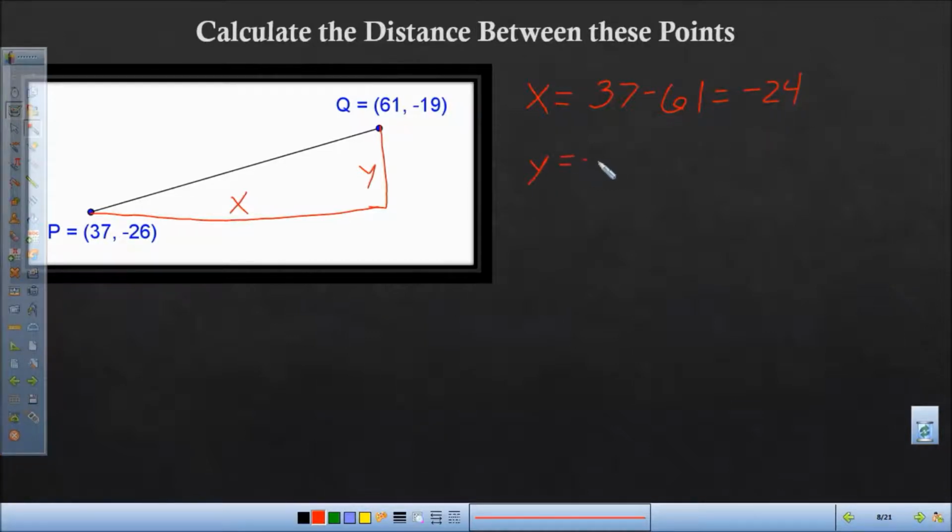Y, though, is negative 26 minus 19. Well, minus a negative 19. So that's negative 7. The distance formula then is 24 squared plus 7 squared. That's 24 squared, 576. Sorry, I just did this with my other class, but totally slipped my mind. And we add these up.